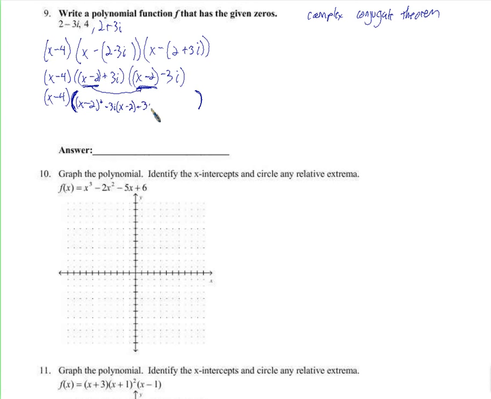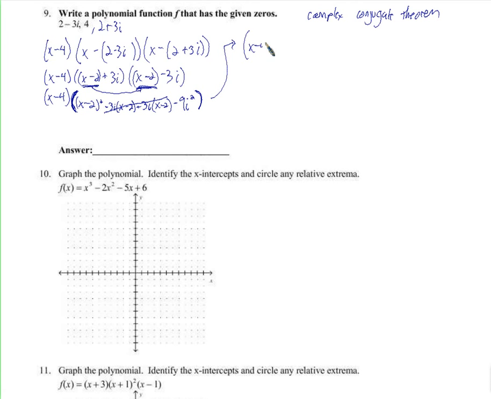That gives us a 3i times x minus 2. Like I said, negative 3i times x minus 2, positive 3i times x minus 2. We add a positive and a negative. They're going to cancel each other out. 3i times negative 3i is going to be negative 9i squared. Let's bring this up here.